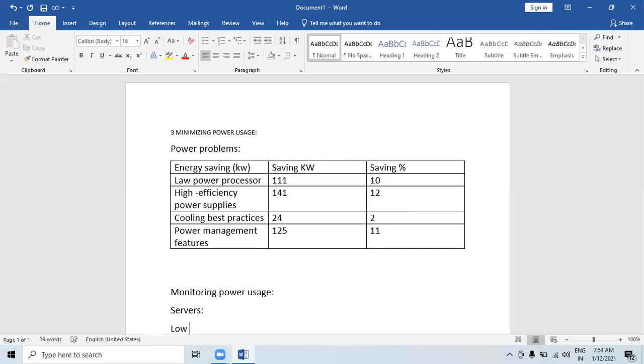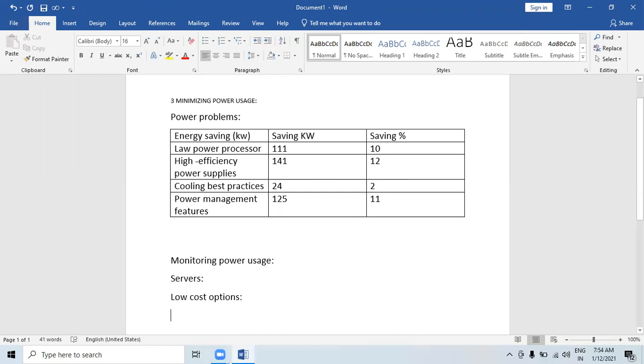Low cost option. List and explain the various low cost solutions for checking power on the workstation and standalone devices. There are some very low cost solutions for checking power on your workstation and standalone devices.